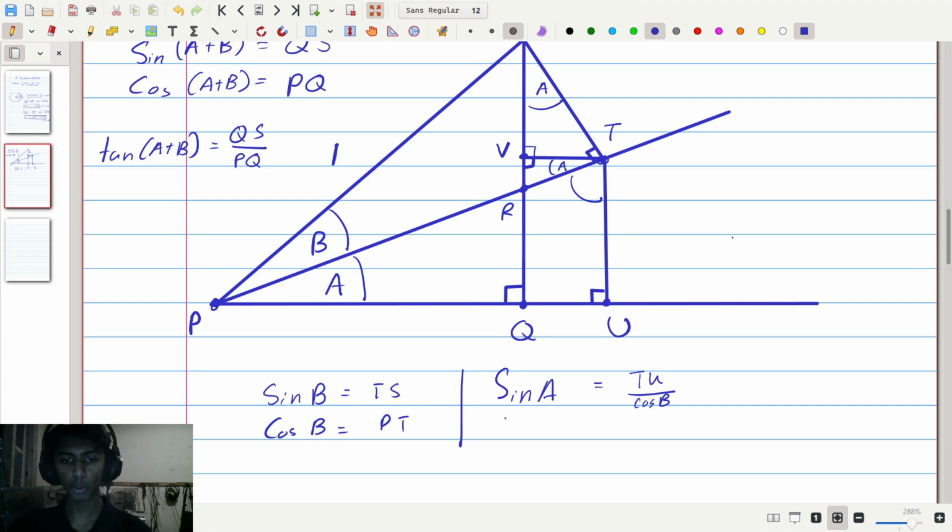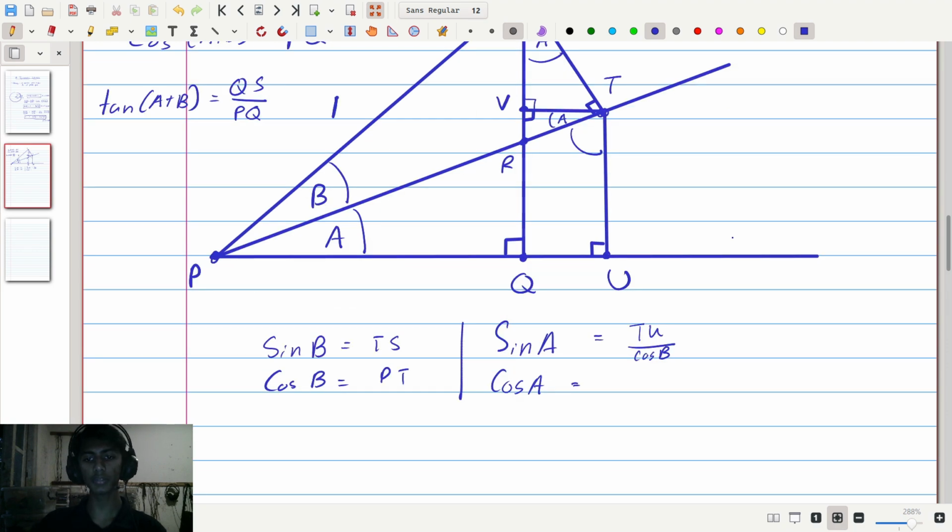Similarly, what is the cosine of A? The cosine of A is the adjacent divided by the hypotenuse. Within the triangle PTU, the adjacent here is PU, the hypotenuse is PT. So cosine of A is PU divided by PT, and PT is the cosine of B.